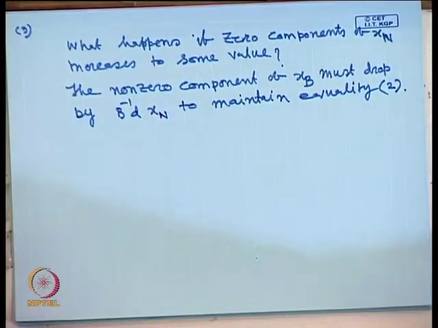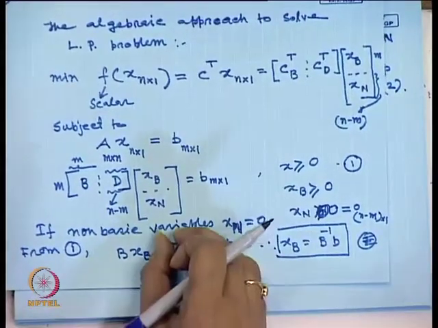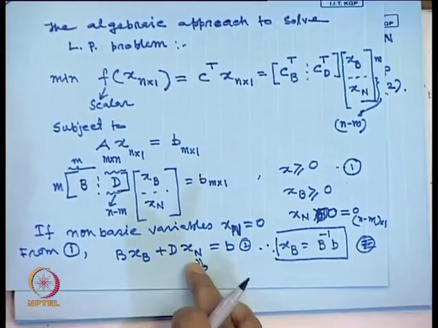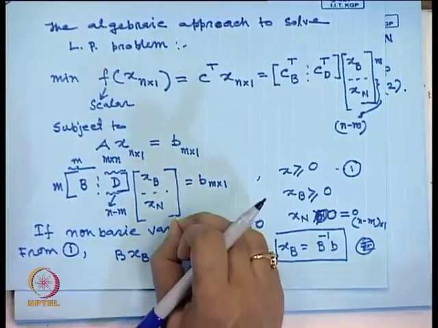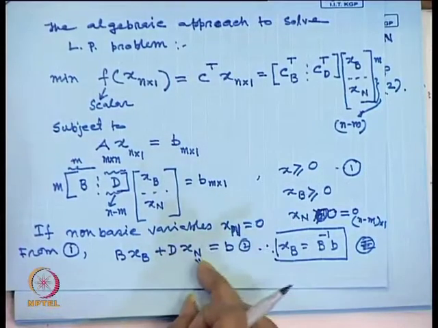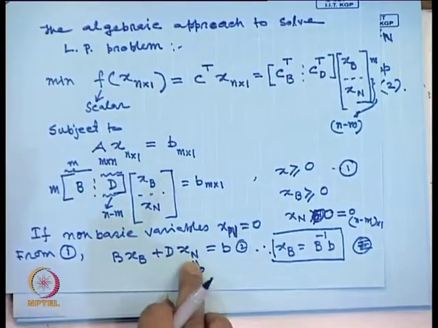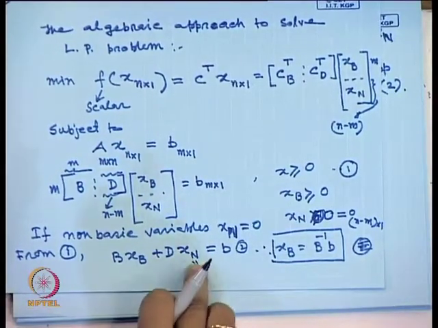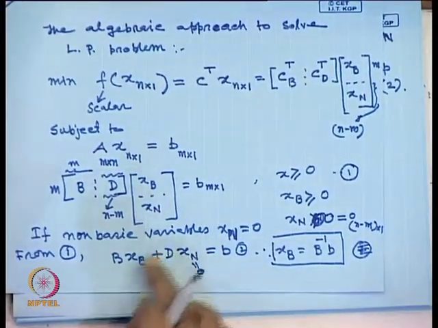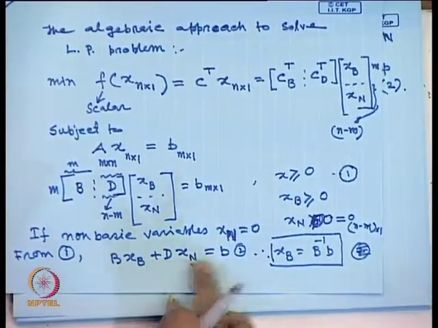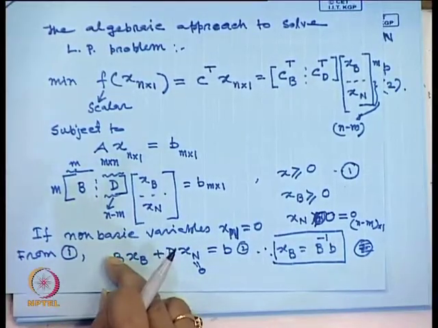So, equation 2, you see this one. Because you see now this D is a matrix, and all elements of x_N are 0. Out of all these elements, if I increase one element, the corresponding column of D which is multiplied by that element of x_N, this value will not be equal to b unless there is a drop in these components, agree?